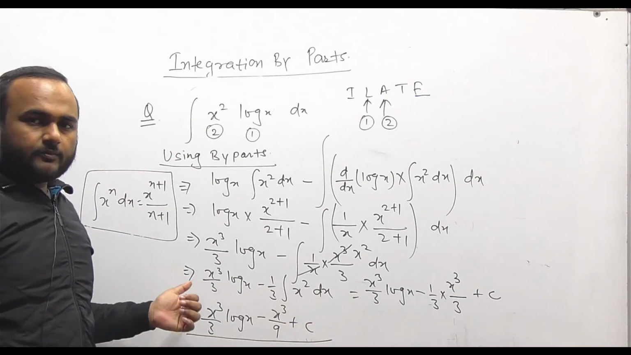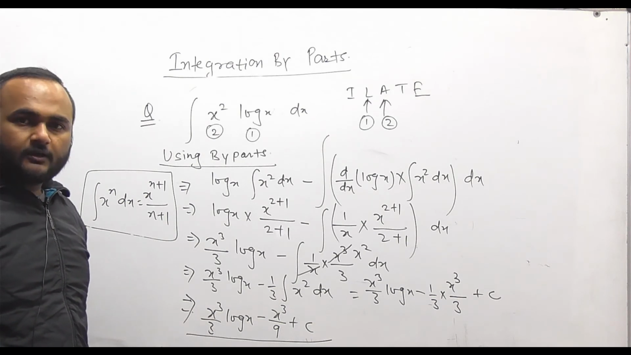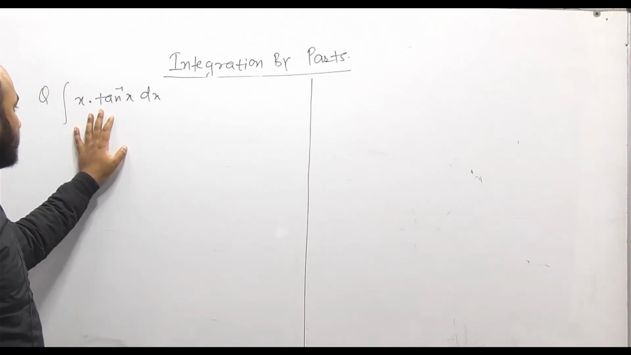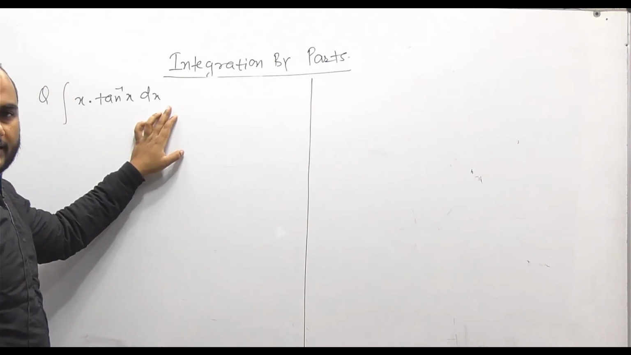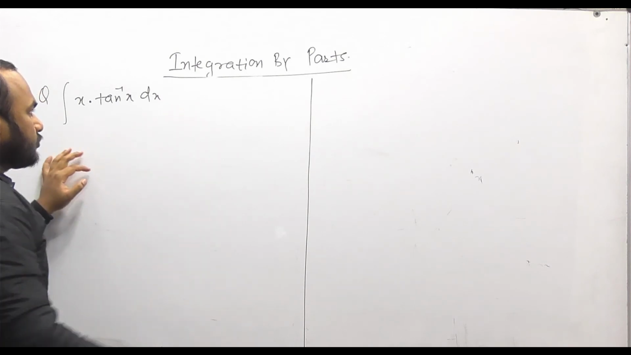Okay, I hope you understand the procedure and the formula used by us. Now let's take another example. This is x times tan inverse x into dx. We have to integrate it using the by parts formula. Okay, by parts rule, sorry.